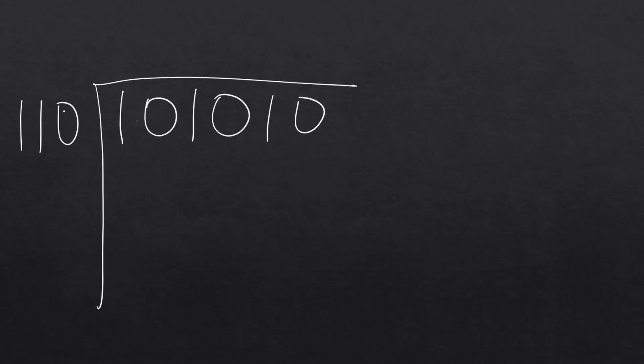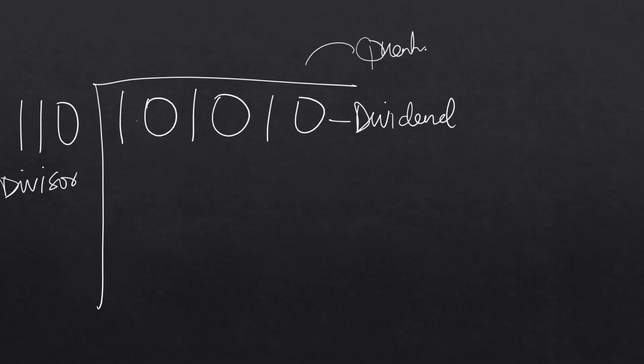1 1 0. One law is that this side is the dividend and this is the divisor, and this is the quotient. Whatever you get is the quotient. Now, one law: the dividend must be greater than the divisor for you to have 1.